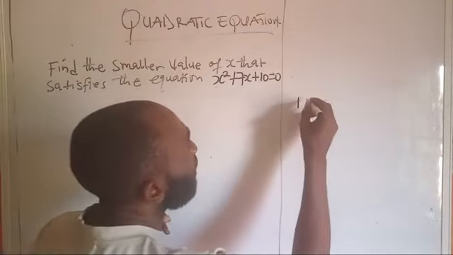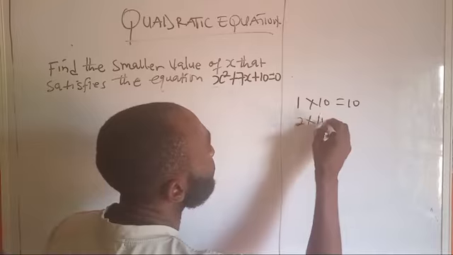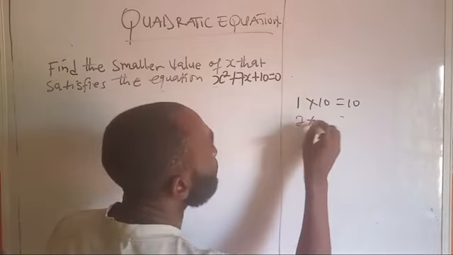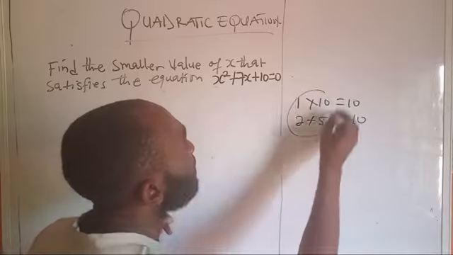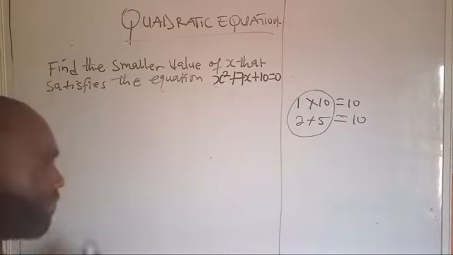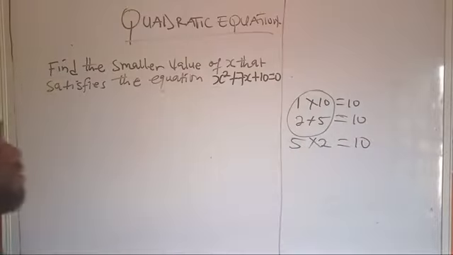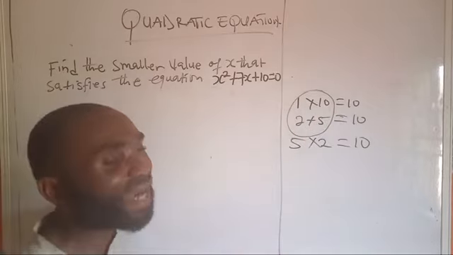Let's say 1 times 10 is 10. 2 times 10 is 20, so no. 2 times 5 is 10 as well. And 5 times 2 is 10. So these are the only multiples of 10.